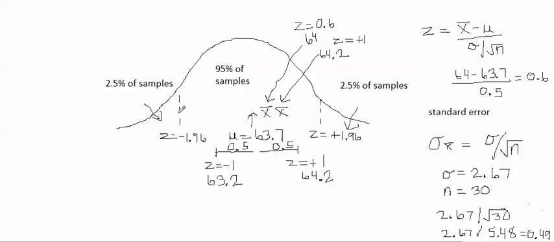Only 2.5% of the possible samples would have sample means past this point, and only 2.5% of the possible samples would have sample means past this point. Remember, under this curve we have not just these two samples of 30, but all the means of all possible samples of 30.